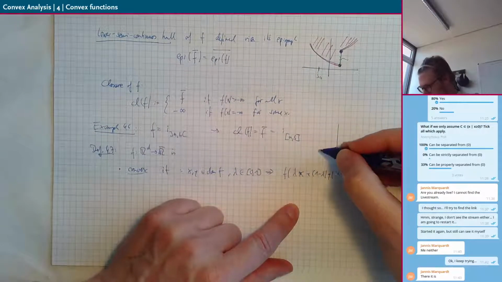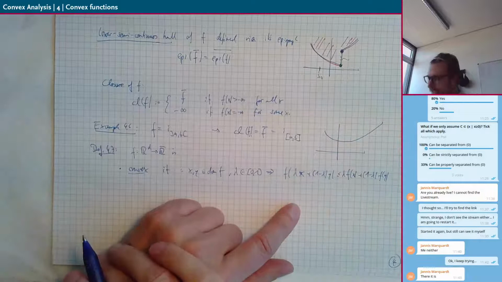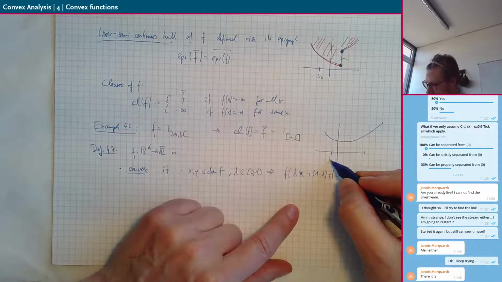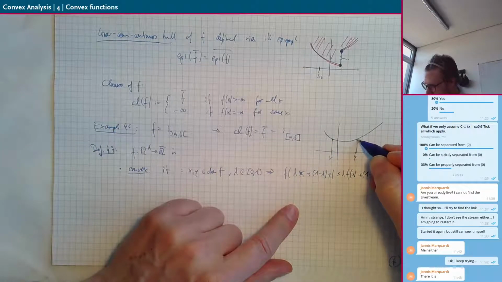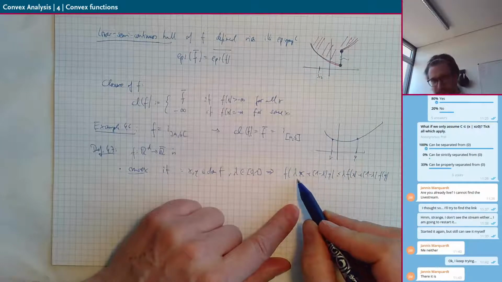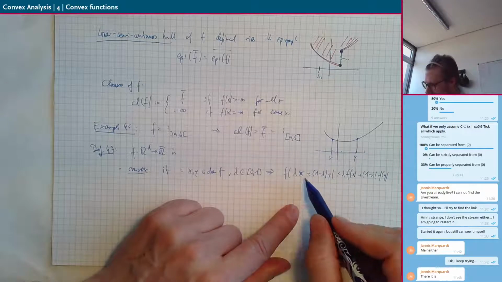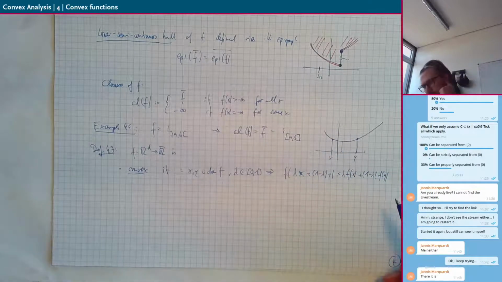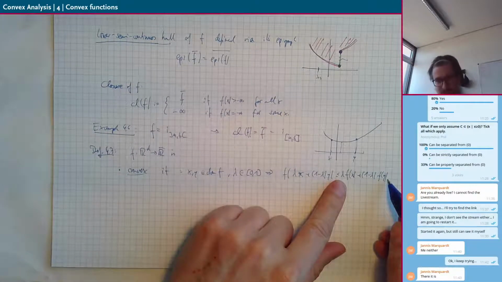And of course, you should draw the picture here. Convex functions look like smiles somehow, and if you have an x here and a y there, you have the function value f of x here, function value f of y there, and this is always a point in between. So somewhere there, this is the function value, and it says the function value here should be smaller or equal than the corresponding convex combination of the function values.